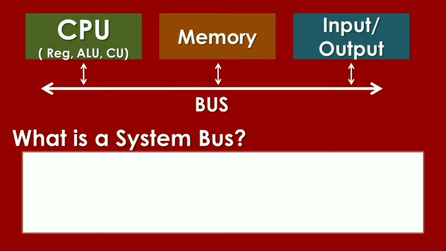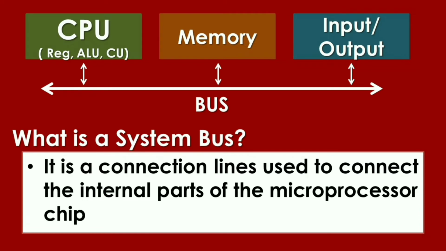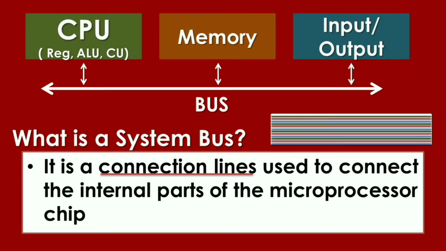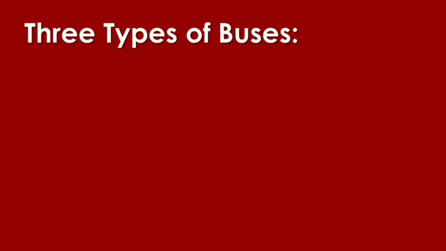What is a system bus? It is a connection line used to connect the internal parts of the microprocessor chips. So it is a connection line. Ibig sabihin maraming line. Let's say this is the system bus. So inside the system bus, marami yang lines. These lines may contain different data and different instructions na ibibigay niya dun sa mga part ng computer or the microprocessor. These buses are grouped into three types.